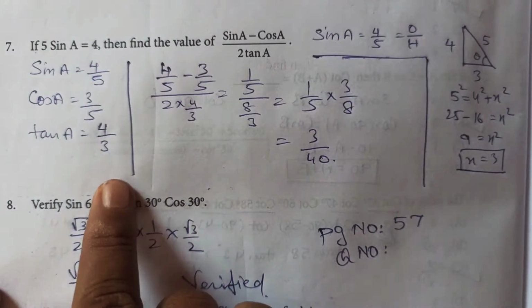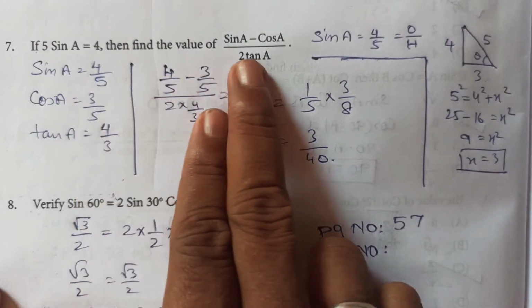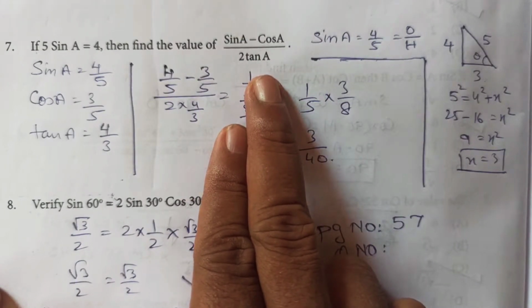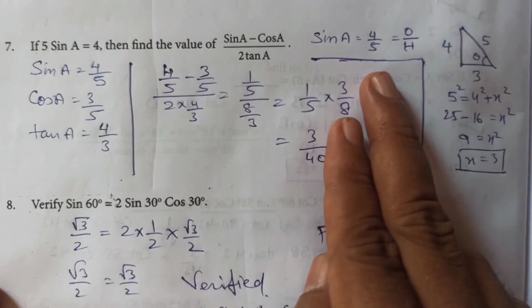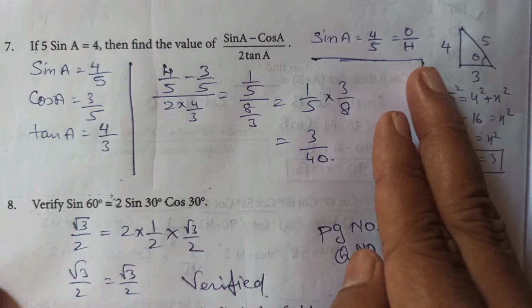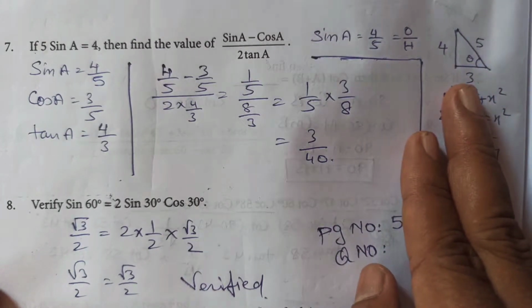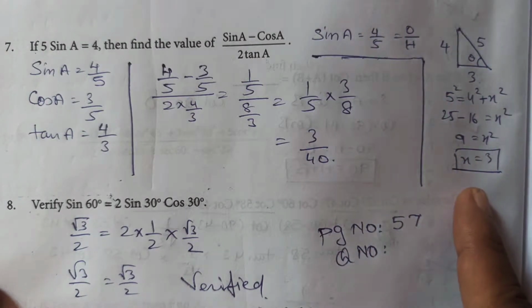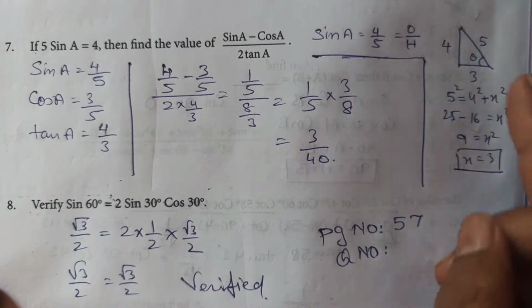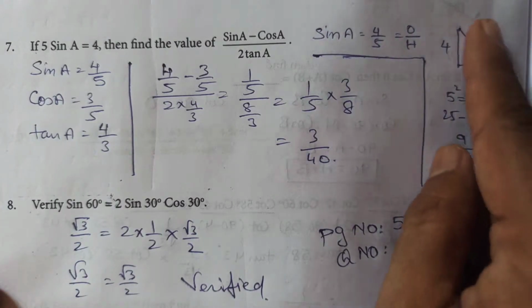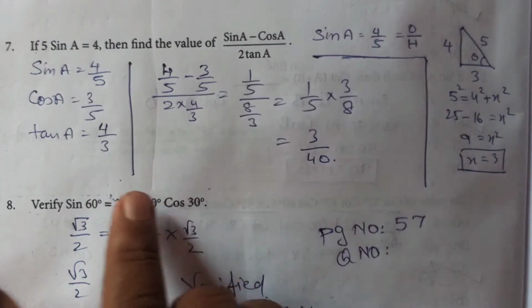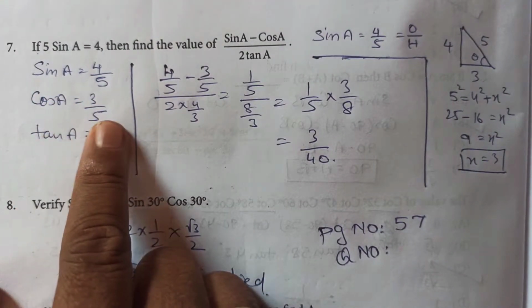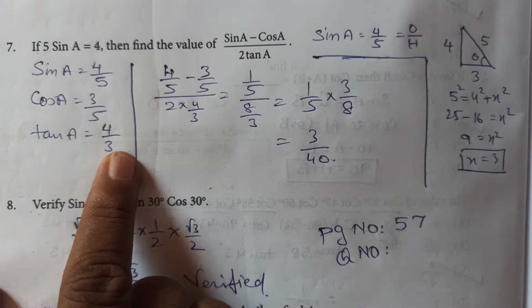If 5 sin A is equal to 4, then find the value of (sin A minus cos A) by 2 tan A. So as we know, sin A is equal to 4 by 5. It can be written as opposite by hypotenuse. We draw this in a right angle triangle. After that we find the value of x, that is 3. As you know, these three are Pythagorean triplet, so you can directly write it also. So sin A is equal to 4 by 5, cos A is equal to 3 by 5, tan A is equal to 4 by 3.